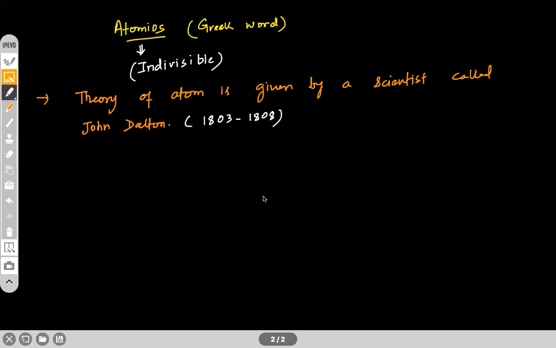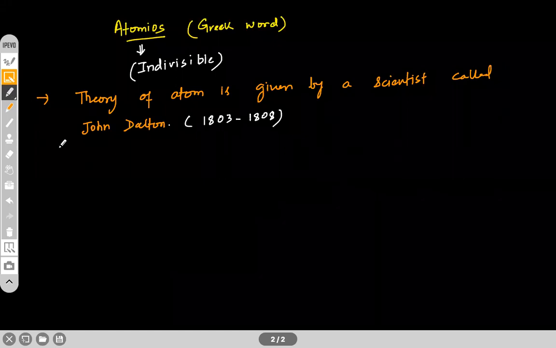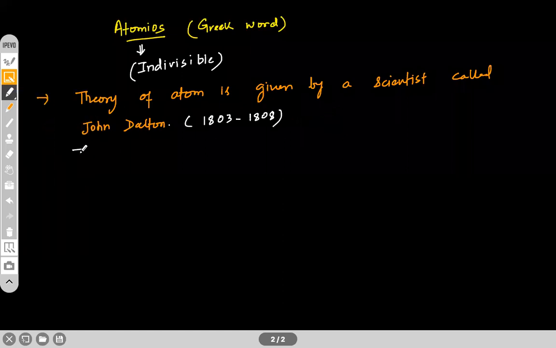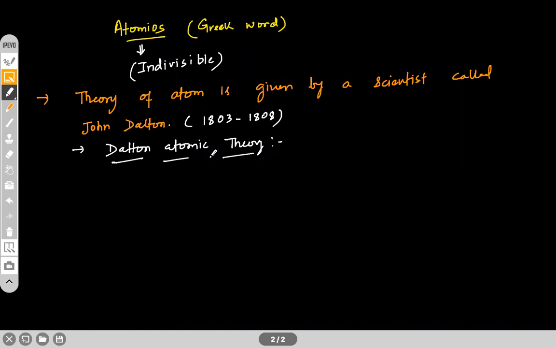This theory we call Dalton's atomic theory. Today this chapter is mainly about the theory, because there are so many theoretical things that we need to understand before going into the numerical part. We'll take the reference of classical physics also here. So today's session is mostly all about the theoretical aspect.